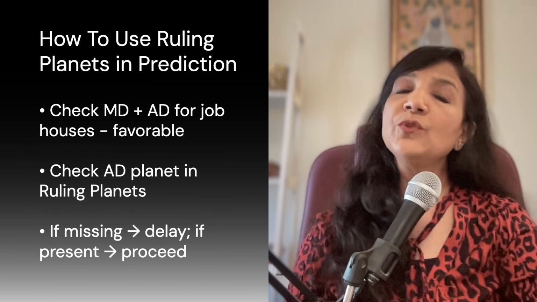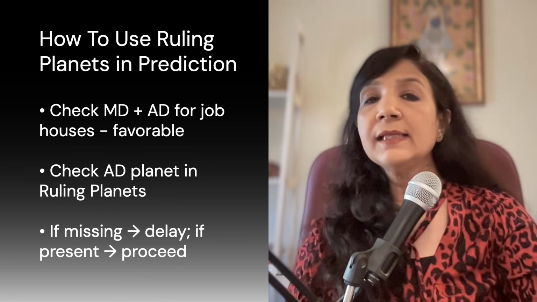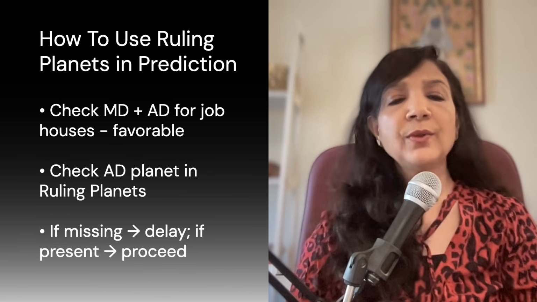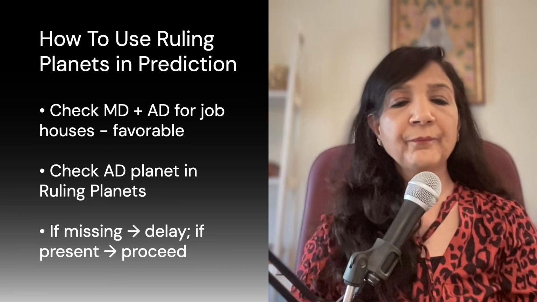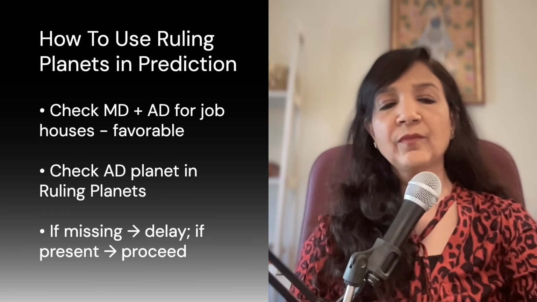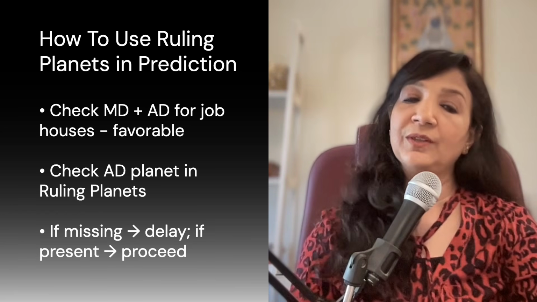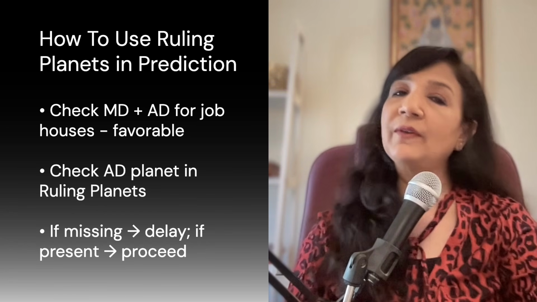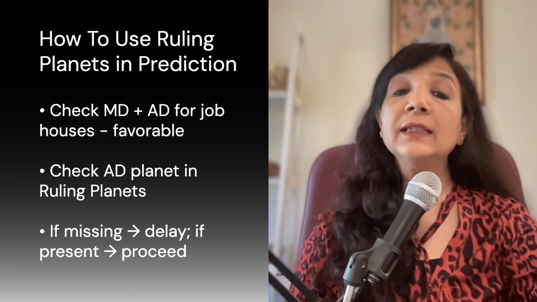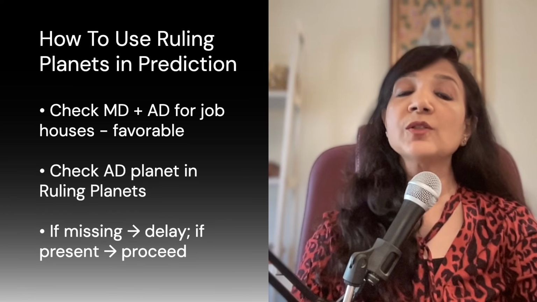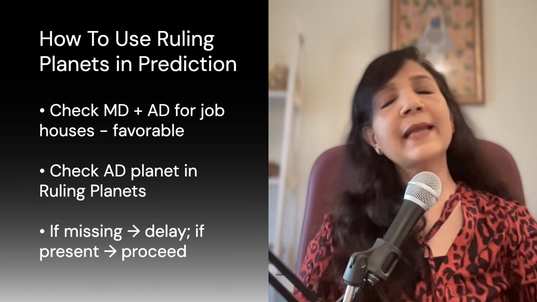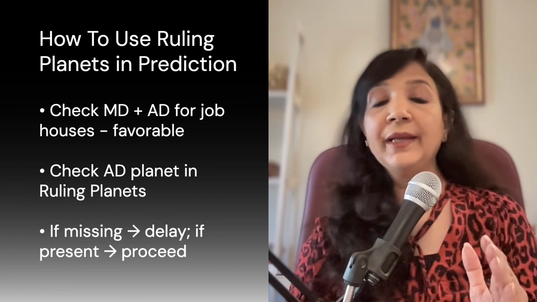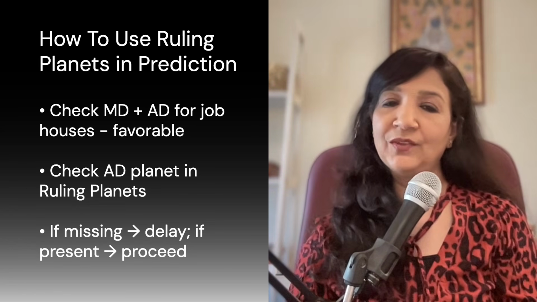Let's understand how we can use ruling planets while analyzing a horoscope. Suppose a person comes to me and he is in a dilemma. Should I take this new job offer? So you will check the horoscope. First step, check Mahadasha. If Mahadasha supports job houses, that means the scene is favorable. Second step, check Antardasha. If Antardasha also supports job houses, that time is favorable. Now, to narrow down the month or day, we can take the help of ruling planets.